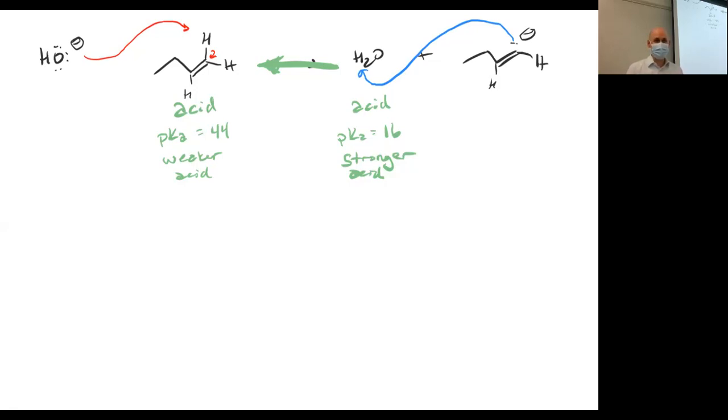And whether or not you know the values, this one is definitely weaker. This one is definitely stronger. So it would push away from the stronger towards the weaker.